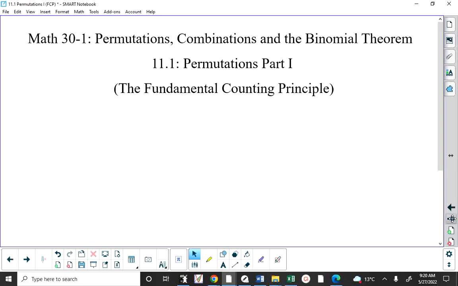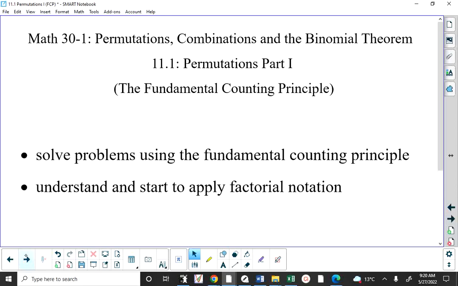So today we're looking at the fundamental counting principle. This is actually section 11.1 of your textbook, but I've broken it into 3 parts. 11.1 is called permutations, but we're going to start by looking at the fundamental counting principle. We have a warm-up to understand it. At the end of this warm-up, you should understand what the fundamental counting principle is and be able to use it to solve very basic kinds of questions. And we also are going to introduce something called factorial notation.